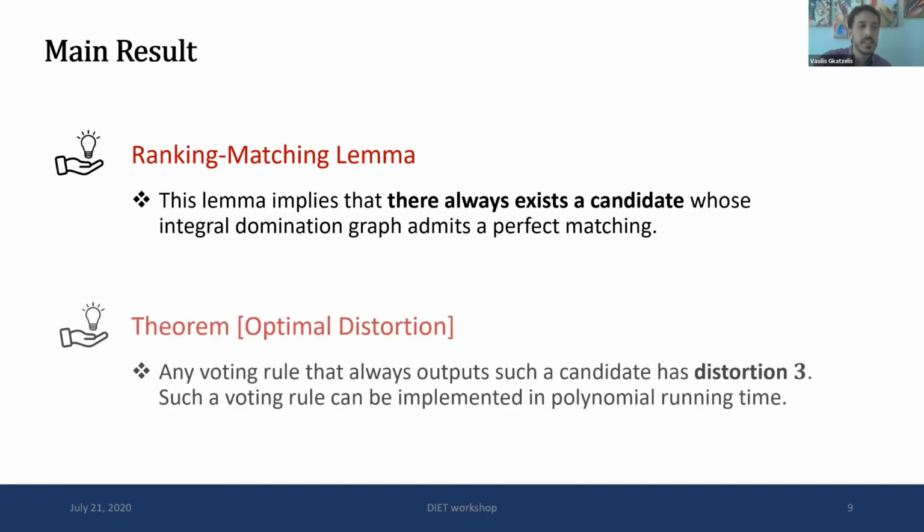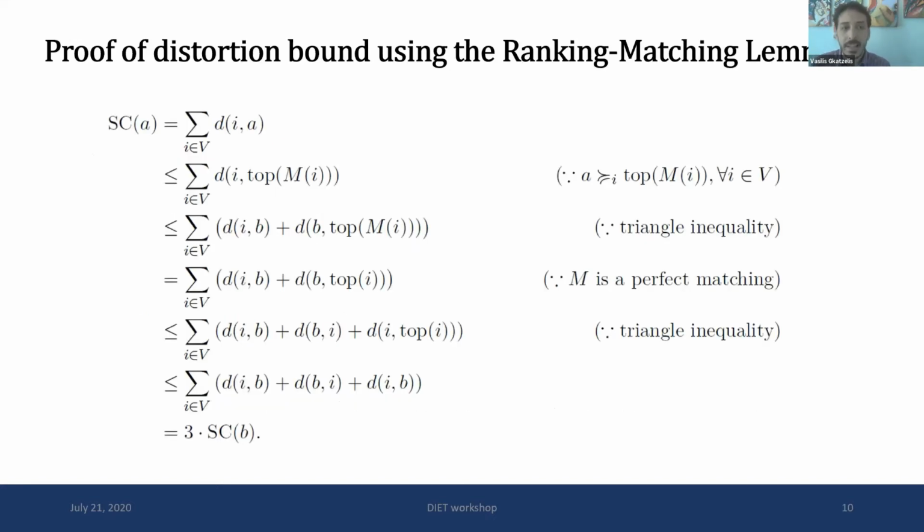But the reason we use this lemma is exactly to get this next theorem: any voting rule that always outputs a candidate that satisfies this, so that has a perfect matching, has distortion 3. One very nice thing about this is that the ranking-matching lemma does all the heavy lifting here and shows the existence of such a candidate that admits a perfect matching. So the proof for this theorem actually becomes really, really short. This is really it.